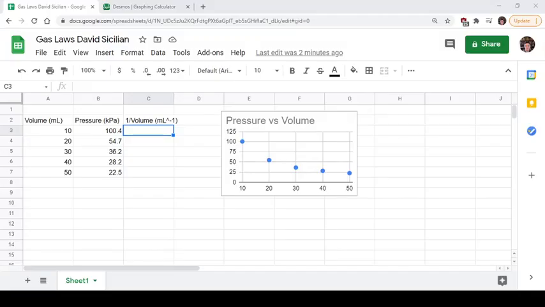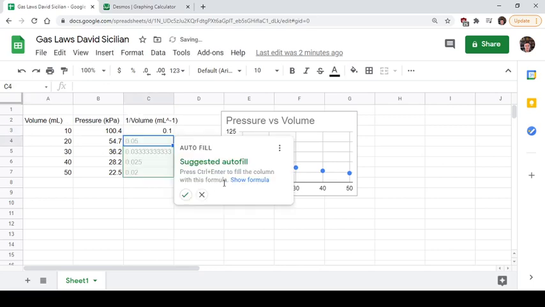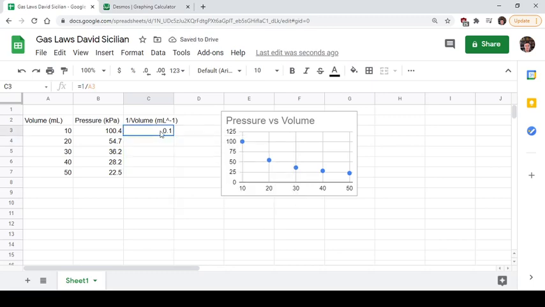Okay, so back to our spreadsheet. Instead of having volume, what we want to have is the inverse volume, or 1 divided by the volume. So let's click into this cell right here and hit equals, and then 1, and then the divided by symbol, and then you can just use your mouse to click on our volume cell. And then you should just be able to hit enter. And that calculated the 1 divided by 10.